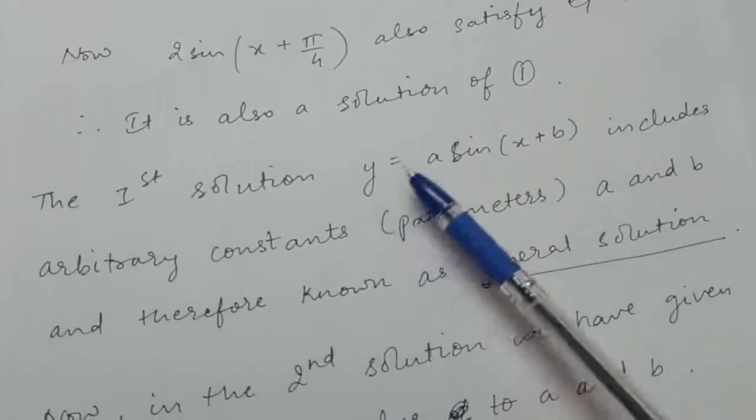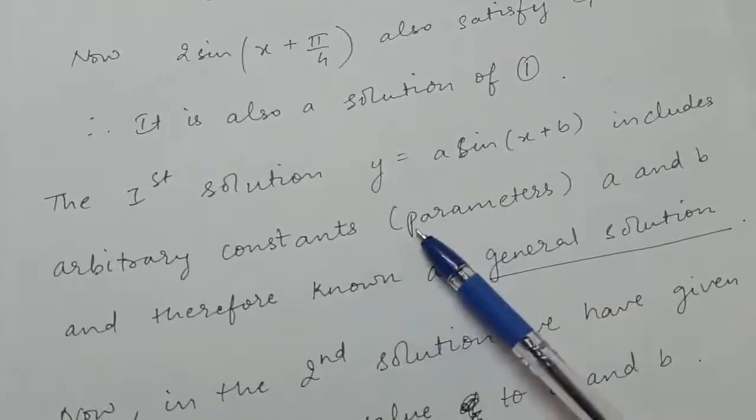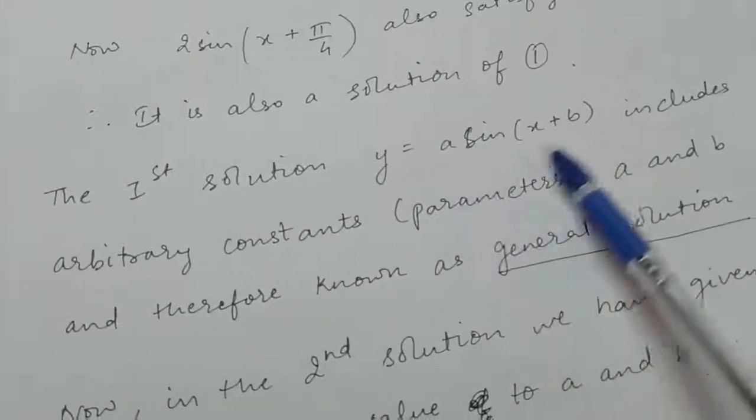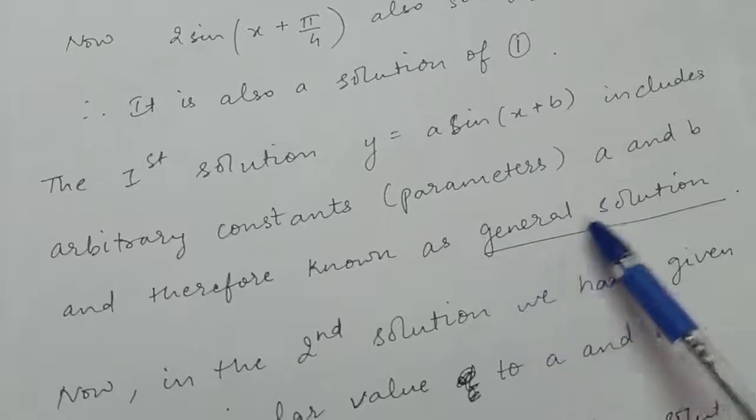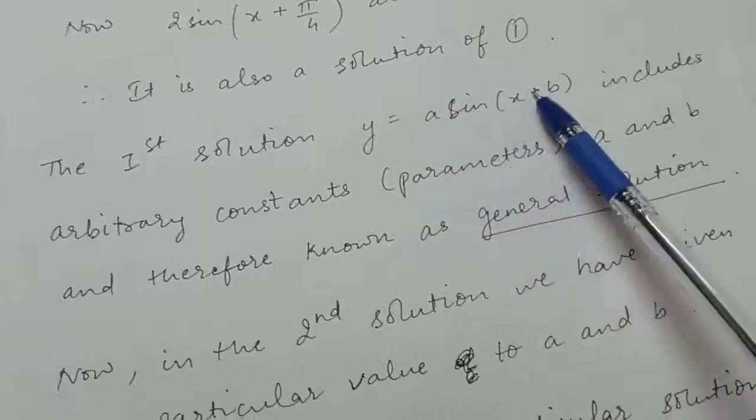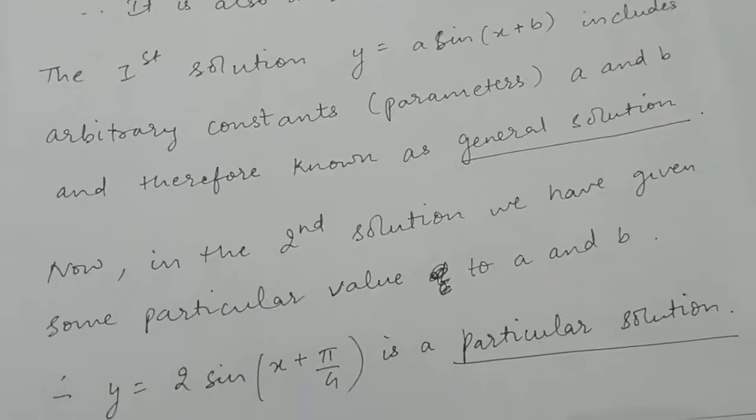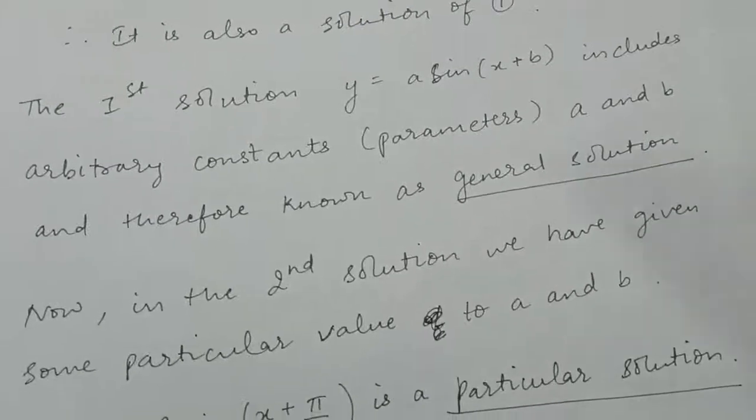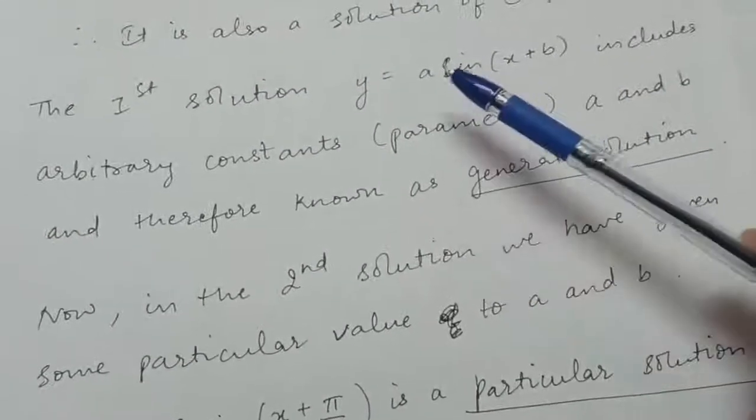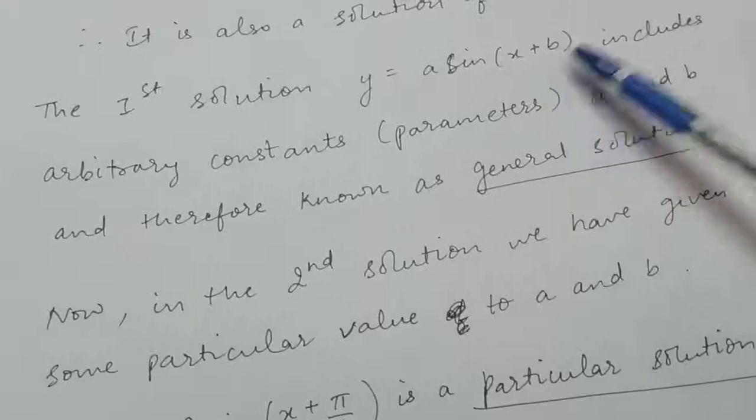Now our first solution, y is equal to a into sine x plus b, includes arbitrary constants, or you can say parameters. These are the arbitrary constants in this function, a and b, and therefore it is known as the general solution. In the second solution, what we did, we gave particular values to a and b, and that is why that solution will be called the particular solution. By giving different values to a and b, we can get different solutions of the differential equation. Therefore this solution is known as the general solution, which contains the arbitrary constants.